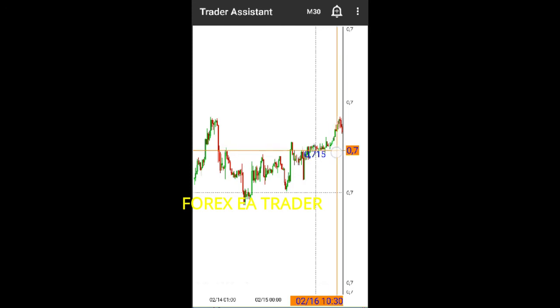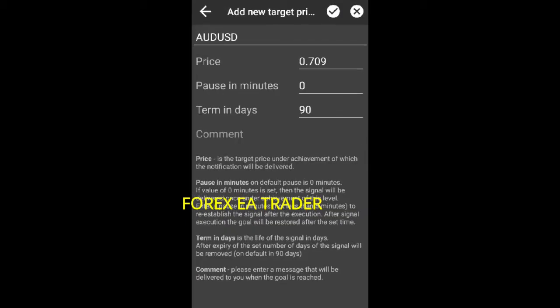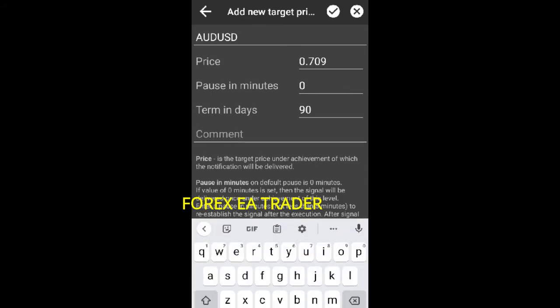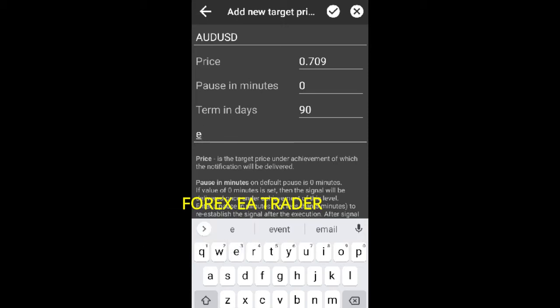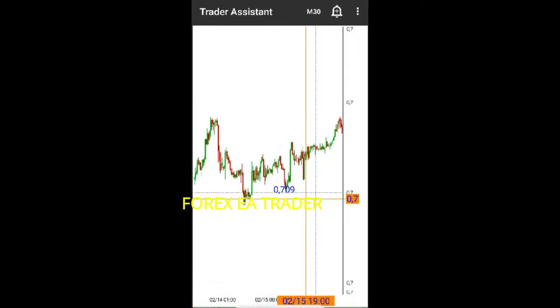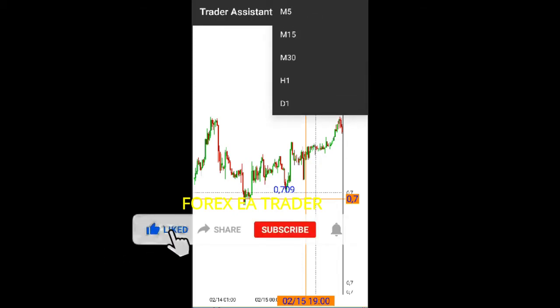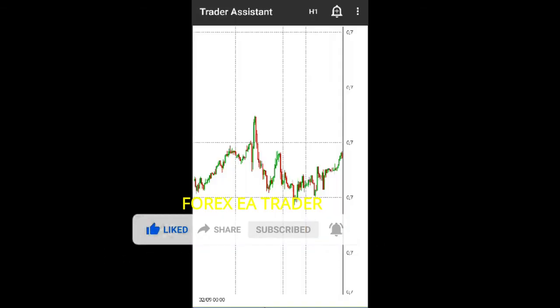You don't have to stress about marking these levels. For example, we want an alert on 0.709. When we simply come, it's already there. We just put in a comment. What do we want to do? We want to enter, and we're simply done. Target has been added. So this is a very handy tool that I've been using with my trading.